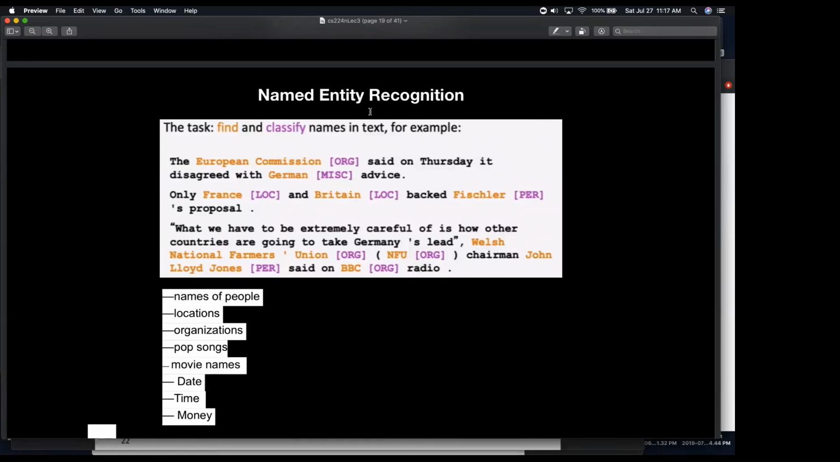So let's continue then. Named entity recognition. There are a lot of holes in this that I don't understand, so please jump in.